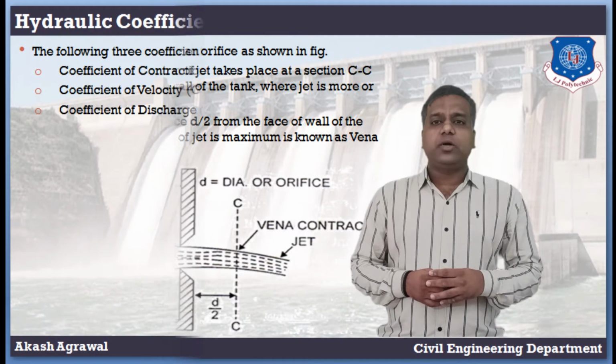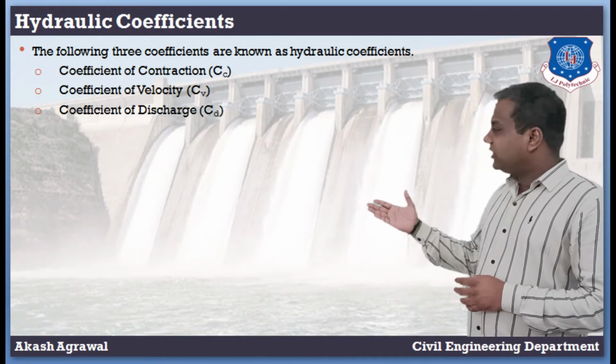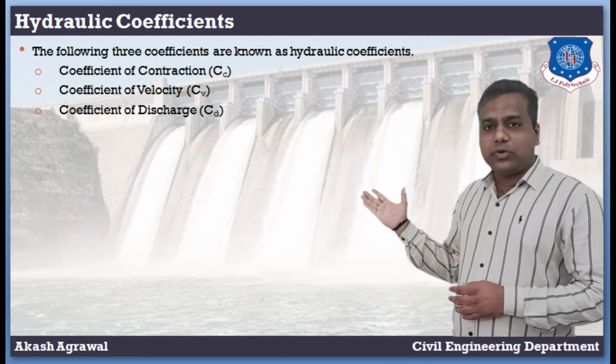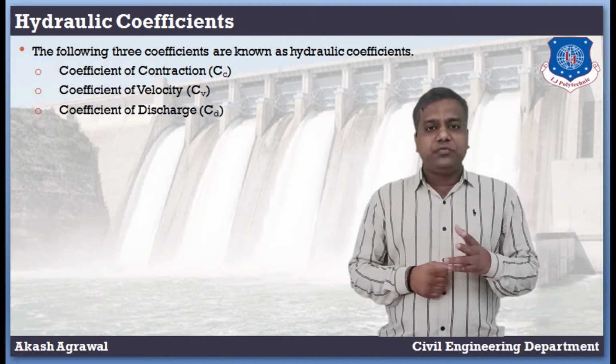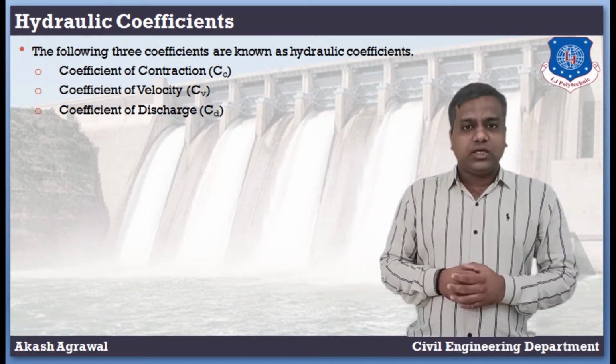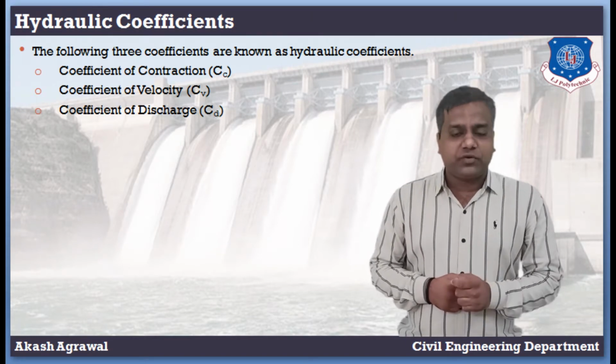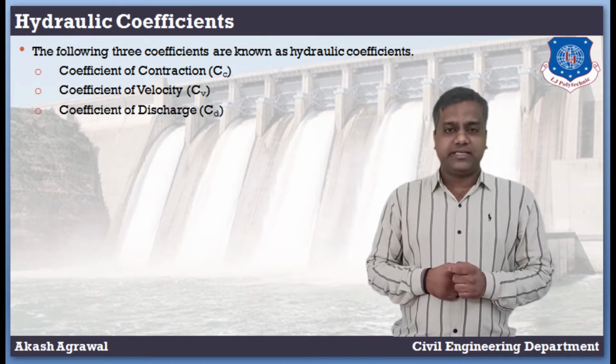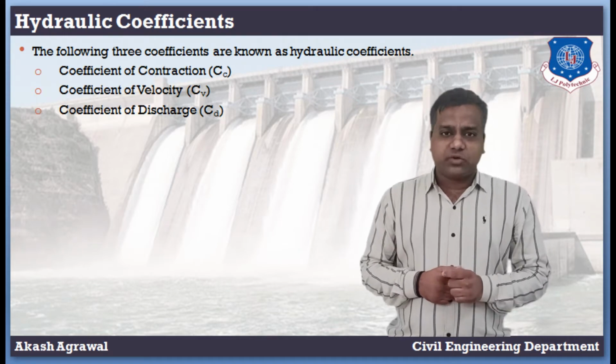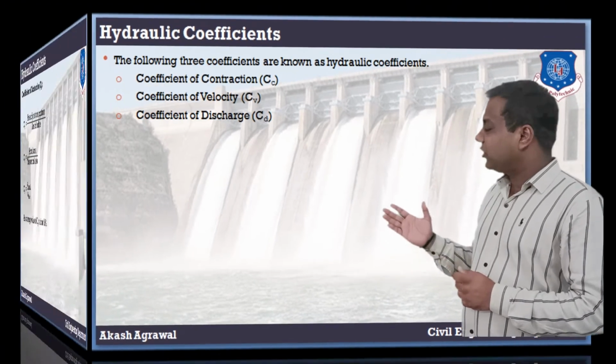Further, we study the hydraulic coefficients. The following three coefficients are known as hydraulic coefficients: coefficient of contraction, denoted by CC, coefficient of velocity, denoted by CV, and the coefficient of discharge, denoted as CD. Let's start with the first hydraulic coefficient, that is, the coefficient of contraction.